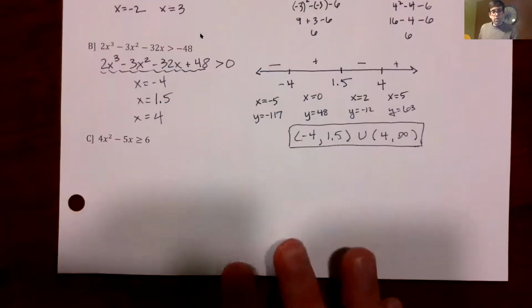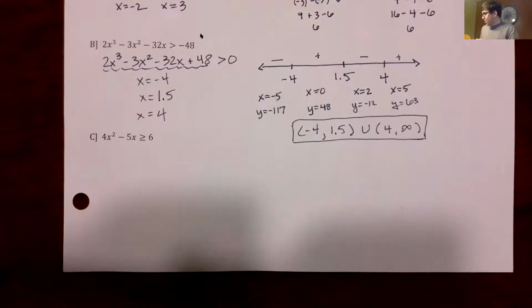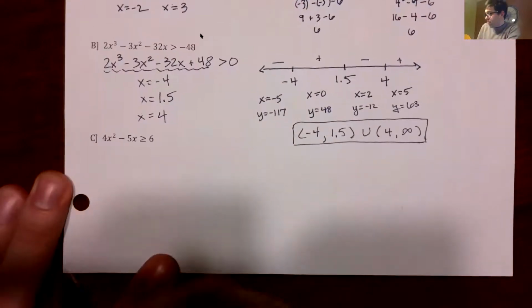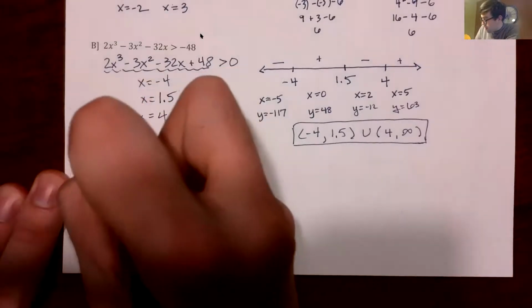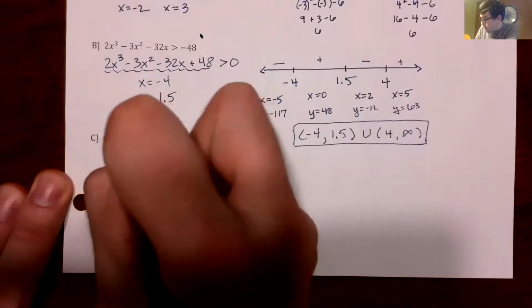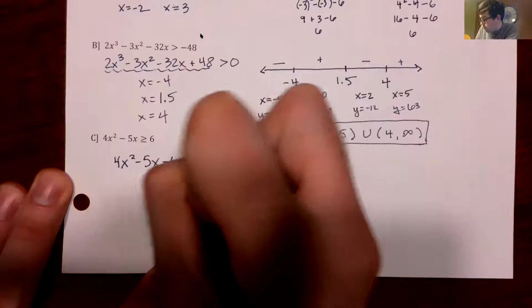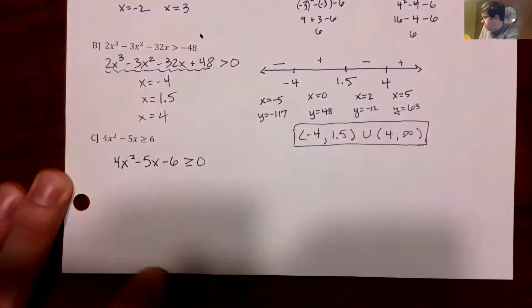All right, let's try one more. Letter C. So first step, move the 6 to the other side. There is something different about this one, so we're going to have to do a little bit of extra work, and I'll show you why.